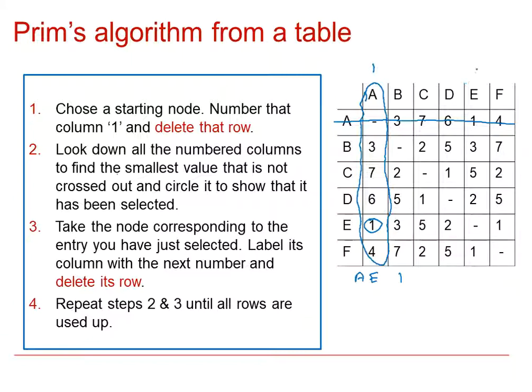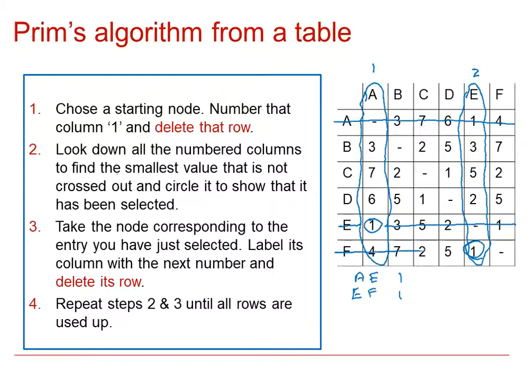E is the second node in my solution, so I cross out row E because we don't need to connect it to the solution more than once, and I'm going to pick out that column just to make the method stand out. So I now look at both column A and column E, looking for the nearest neighbour, and the nearest neighbour is going to be this 1 here. That's the next shortest edge I can connect to A or E. So I've now connected E to F at 1 unit.